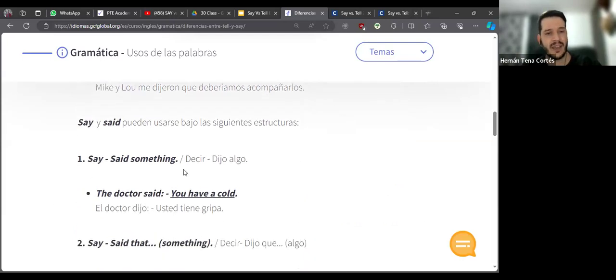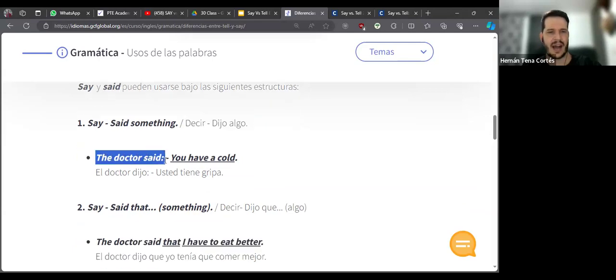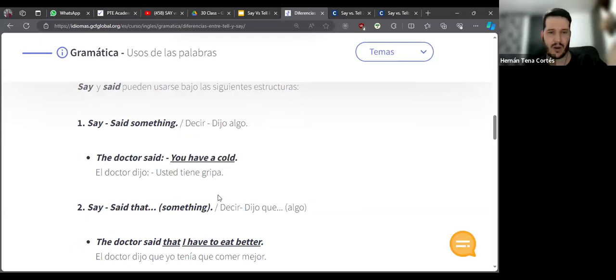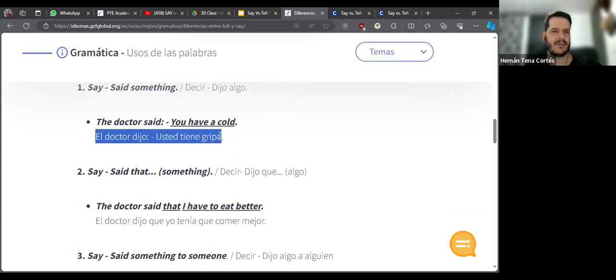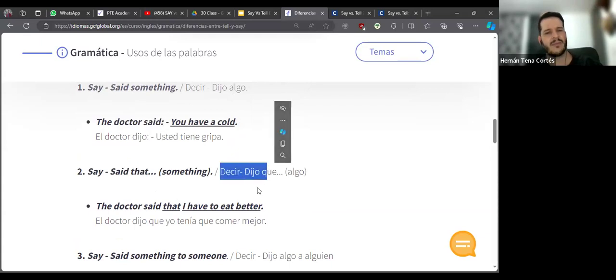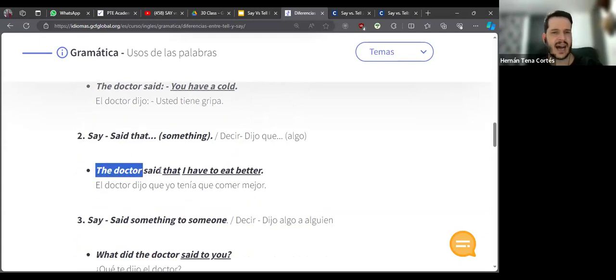¿Cuándo utilizamos say? Para decir algo. The doctor said you have a cold. Estamos diciendo lo que dijo el doctor, pero no a quién se lo dijo. Aquí podemos inferir que me lo dijo a mí. Podemos también decir say or said that. Decir algo que, dijo algo que. The doctor said that I have to eat better. Este that sería como el que en español.